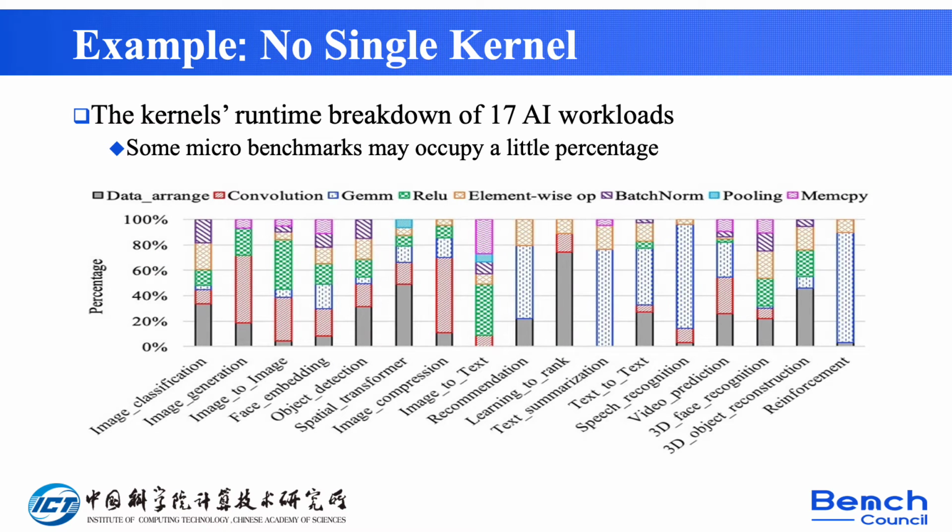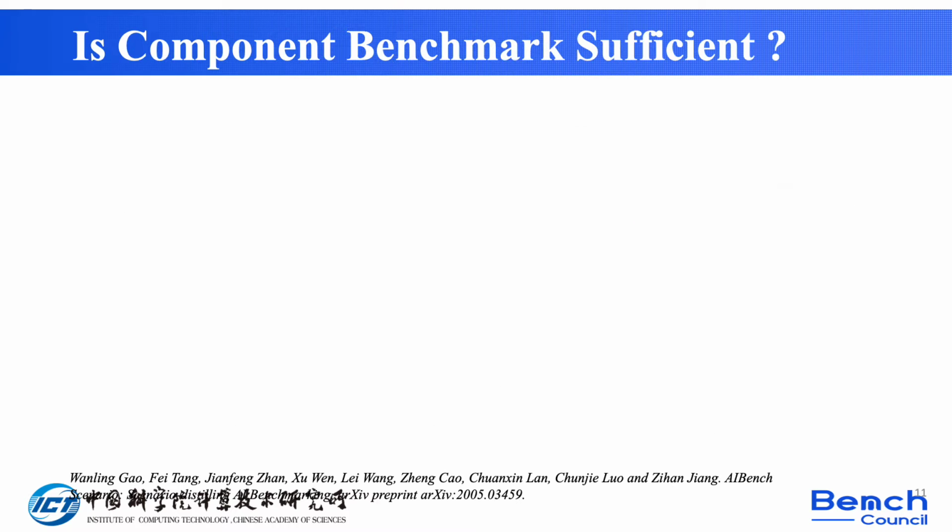Another bottleneck for macro benchmarks is that AI workloads have no single kernel. Through analyzing 17 workloads in AIBench, we find that there are many kernels, so only using one kernel is not enough. Many existing works adopt component benchmarks, which provide a task-level AI model implementation, like image classification. However, our experiments also show its potential to mislead.